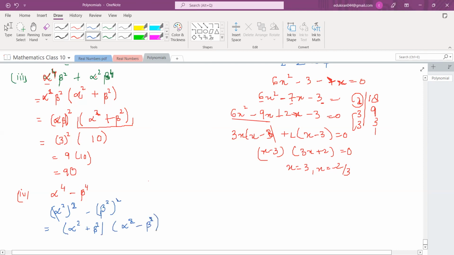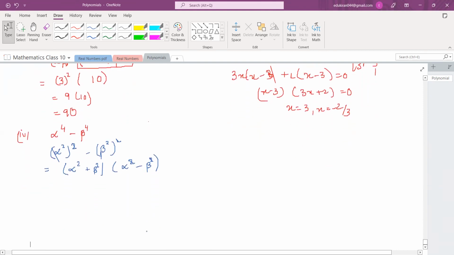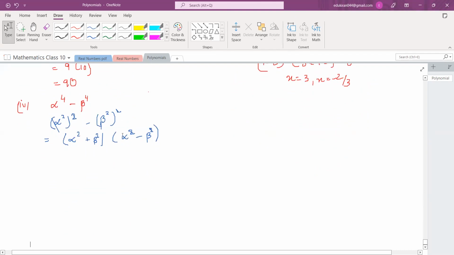See, this question is lengthy because I have already done alpha square plus beta square and alpha square minus beta square, but you will have to do it if it is asked like this. So I'm directly putting the results which I have already obtained. How much is alpha square plus beta square? 10, ma'am. And how much is alpha square minus beta square? We have just solved it, isn't it? 8, I think. We got 8 as the answer.